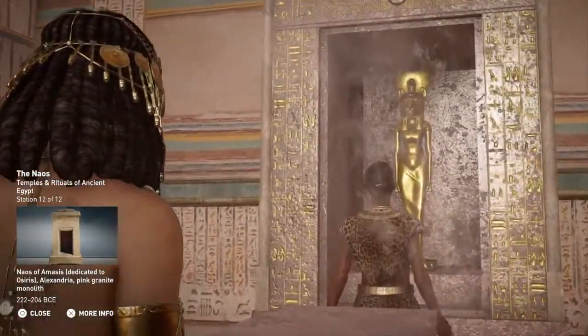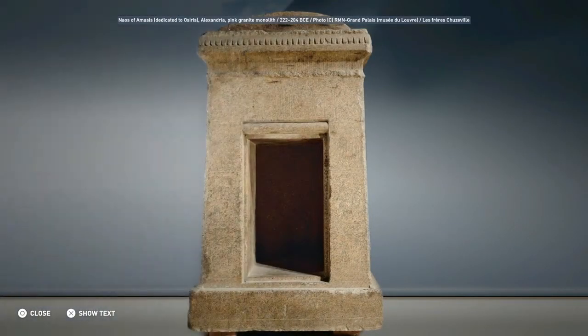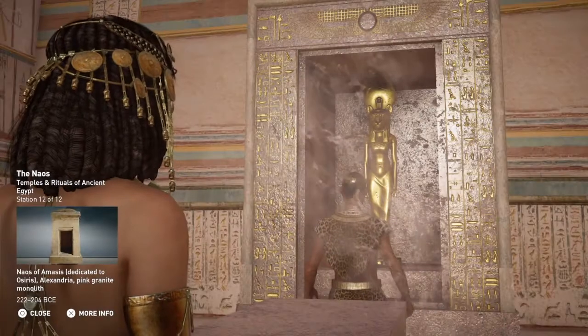The naos was where the god statue stood. The representation of the deity was usually in stone or wood and decorated with gold, silver, and precious stones. Smaller temples had only one naos, while larger complexes, such as the Temple of Karnak, had many chambers to honor gods, such as Amun, Ptah, and Osiris.